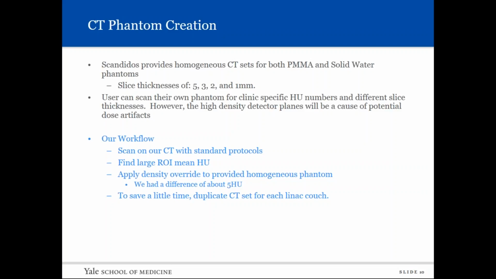The one little warning is when you do scan it, you will get some artifacts from the high density arrays in the middle. So to get around this, you can just scan it, find a characteristic region that gives you your actual HU reading, and just apply a density override to the whole phantom with this HU reading. Doing this, we only had a difference of about 5 HU from what ScandiDos naturally gave us, so it doesn't really make much of a difference, but we felt a little safer looking into it ourselves.